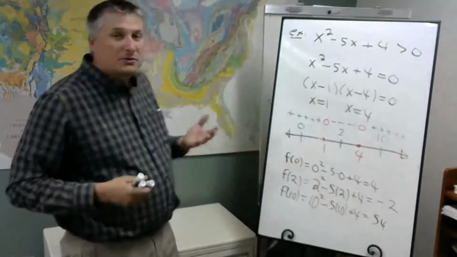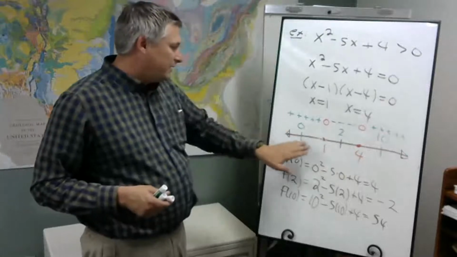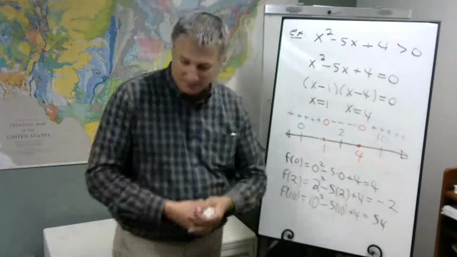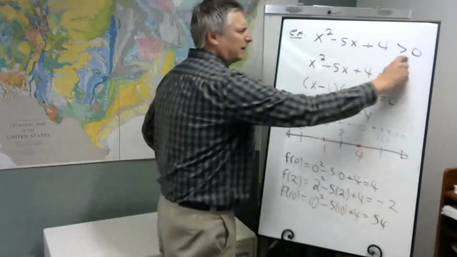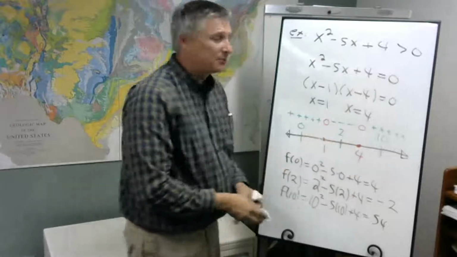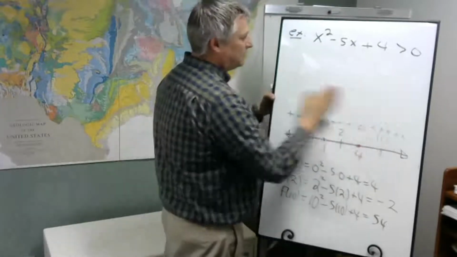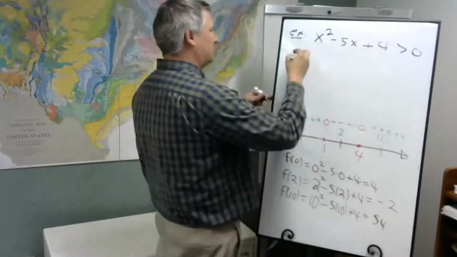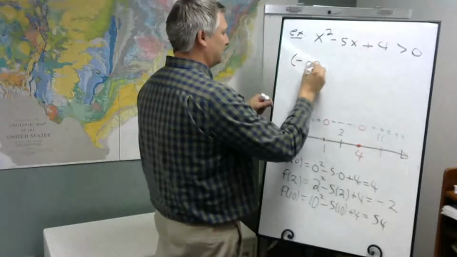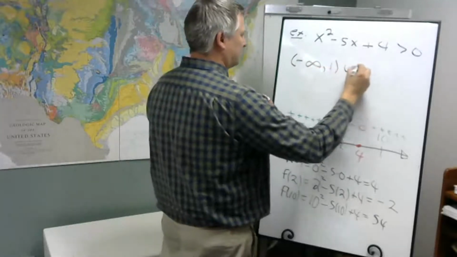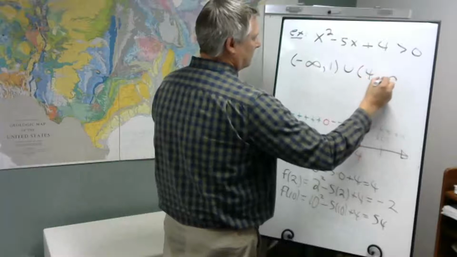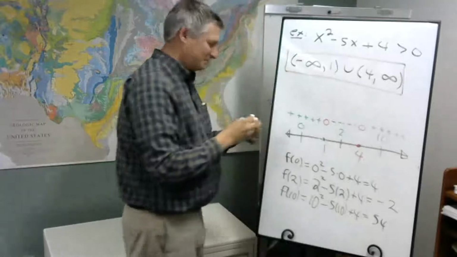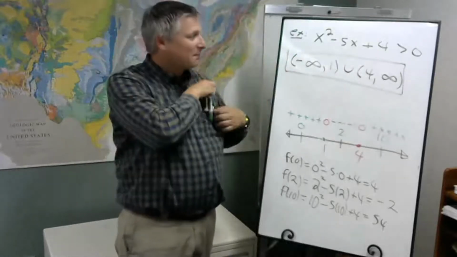So where is this greater than 0? Well, it's going to be on this interval to the left of 1, and this interval to the right of 4. And since we don't have an equal to here, we don't include the intercepts, because we don't want the function to be equal to 0 in this case. So the answer is this. And there we go.